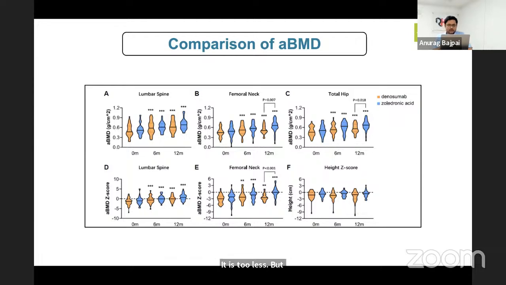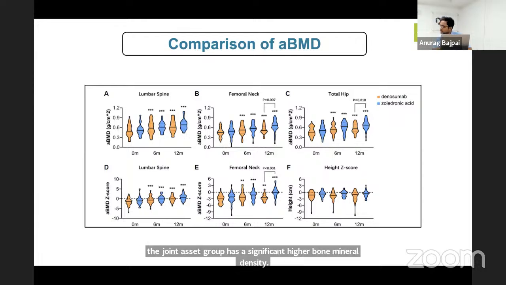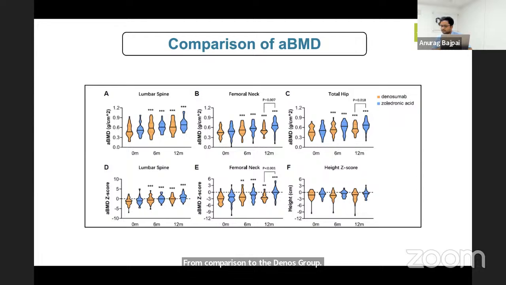Carry on. And also they had seen, if we compare both the groups, the zoledronic acid group and the denosumab group, the zoledronic acid group has a significantly higher bone mineral density in comparison to the denosumab group. Okay, so both groups are there. Okay, and carry on.